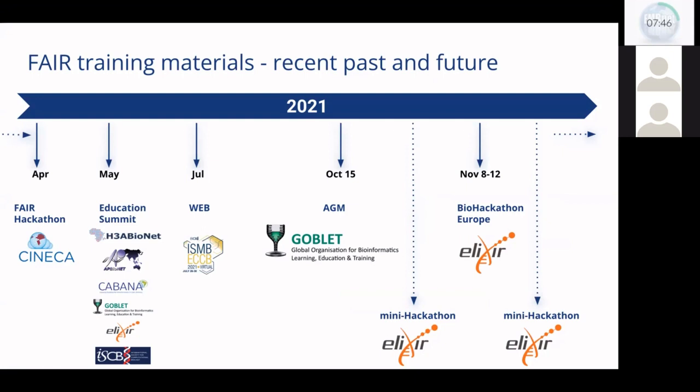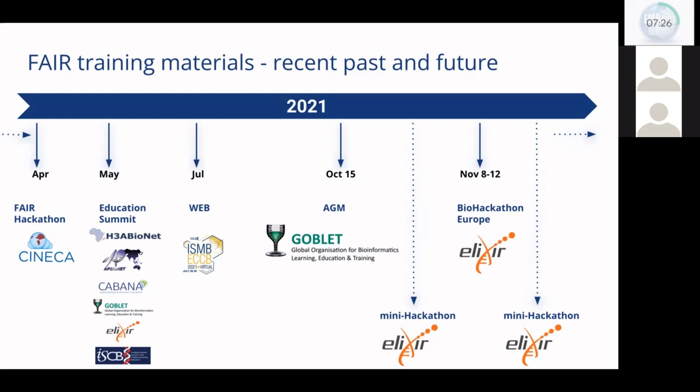So this year alone, these are some of the events that have happened. We've had the Seneca FAIR Hackathon, the Education Summit, the Workshop on Education and Bioinformatics, and now we'll have the hackathon later this week at the Goblet AGM, as well as several Elixir hackathons later in the year.